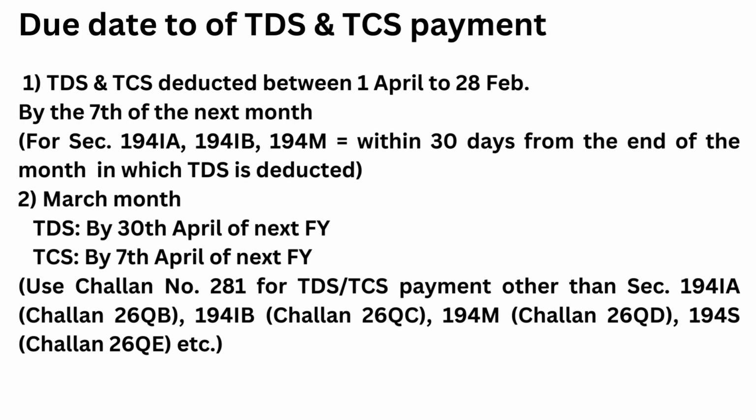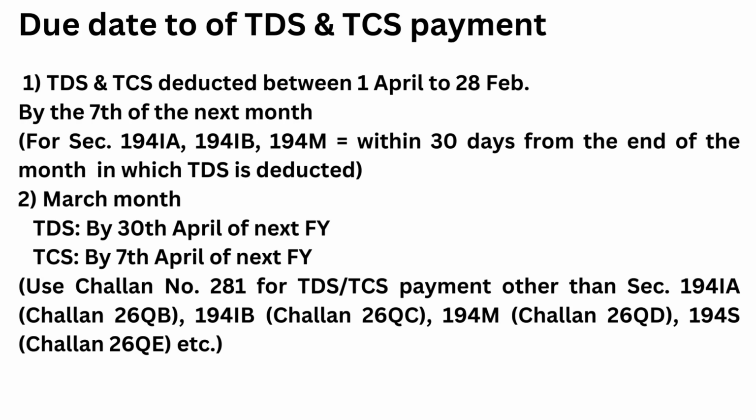Date of TDS and TCS payment. One: TDS and TCS deducted between April 1 to February 28, we can pay by the 7th of the next month. For Sections 194IA, 194IB, 194M, within 30 days from the end of the month in which TDS is deducted.